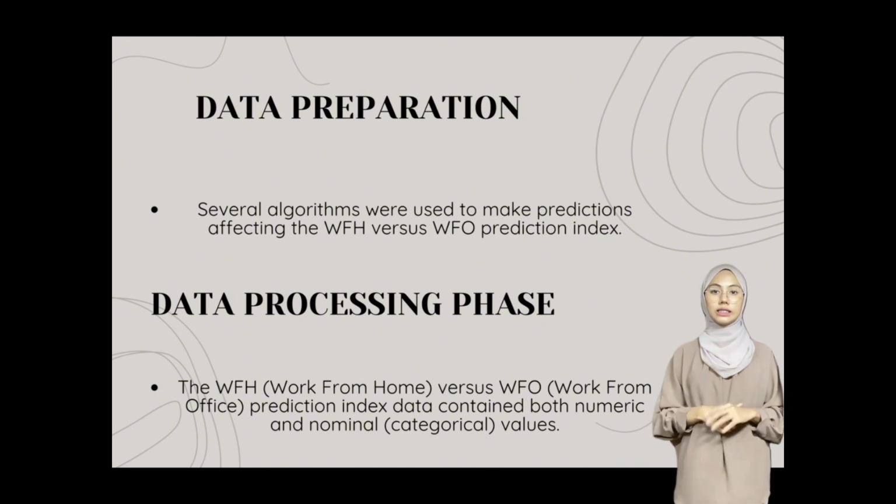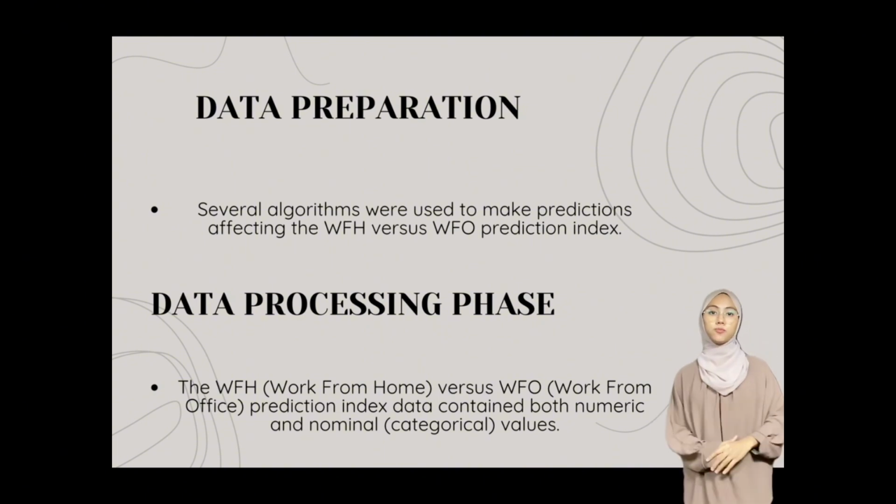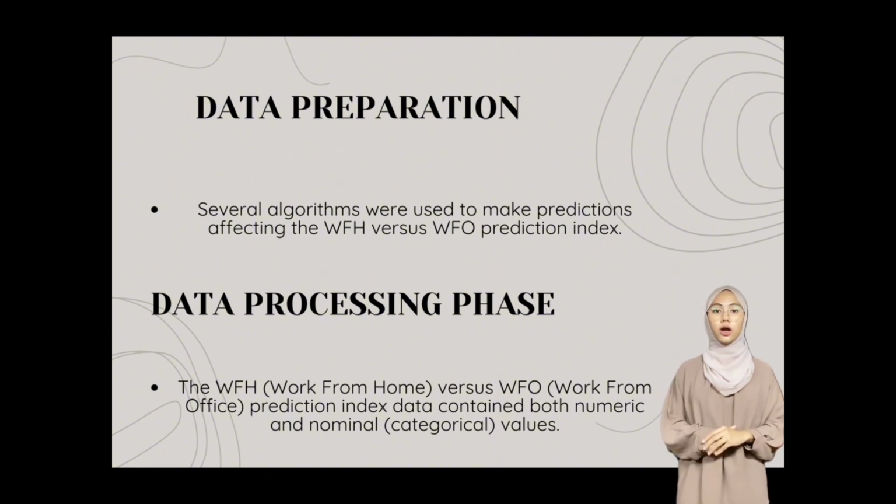streamlined, clean dataset. For the data processing phase, the work from home versus work from office prediction index data contain both numeric and nominal categorical values. To predict the majority class, the researchers employed the 0R classifier, which is the simplest classification method. 0R relies solely on the target variable and ignores all the predictor variables. This analysis aims to understand the influence and relationships between these different attributes.